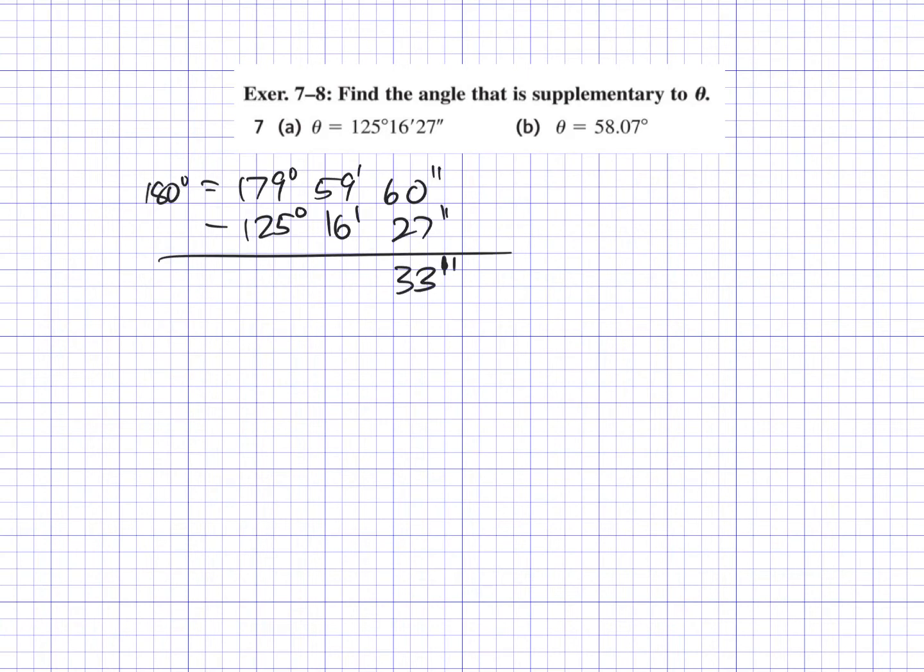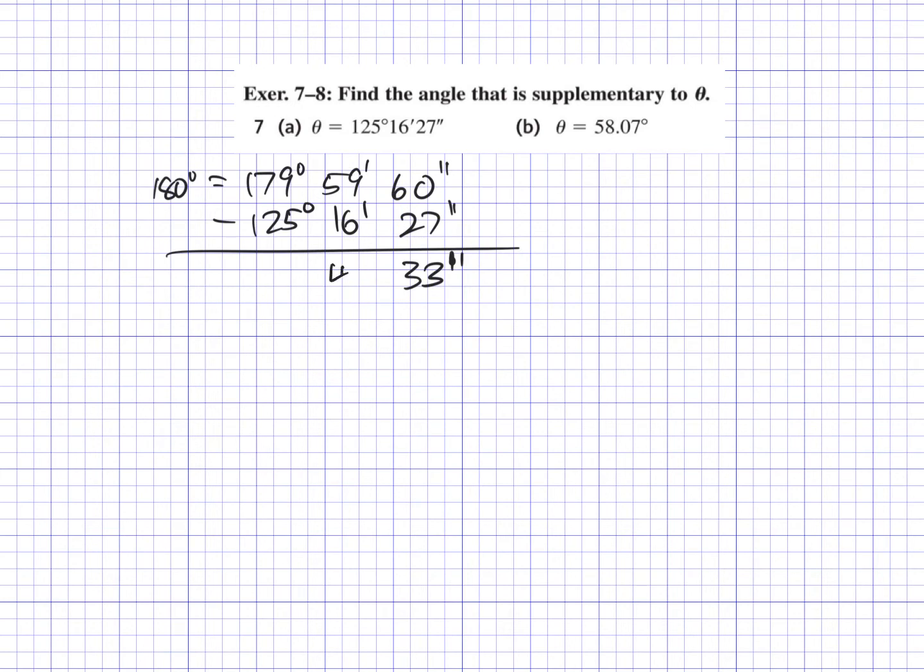33 degrees. And 59 minus 16 is 43. And that's 54 degrees, 43 minutes, 33 seconds.